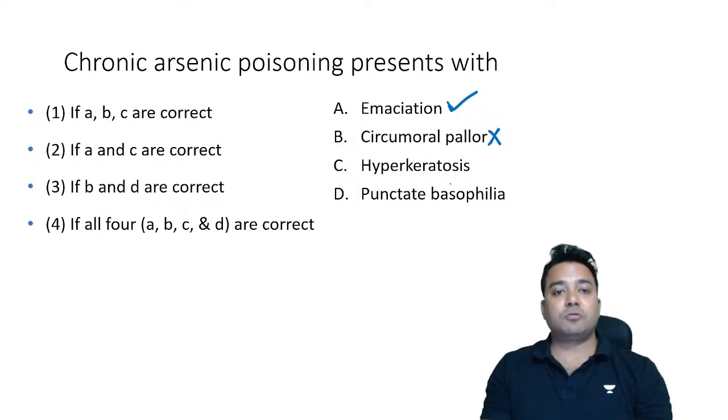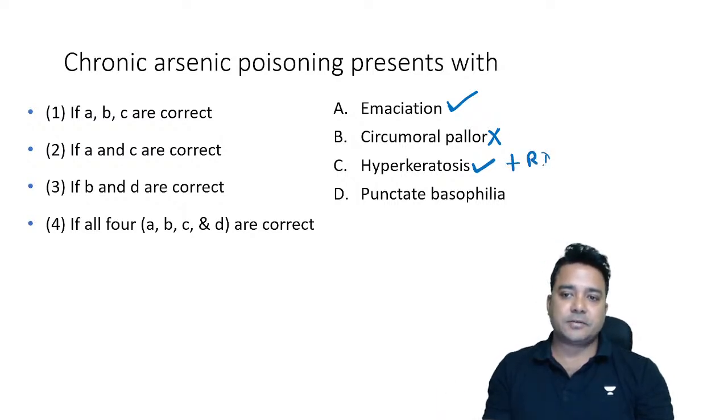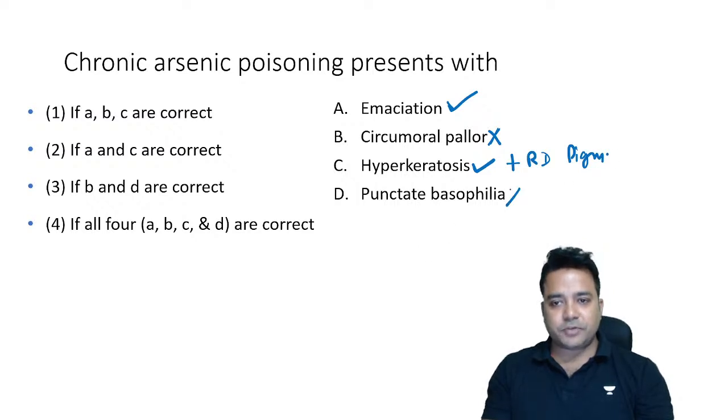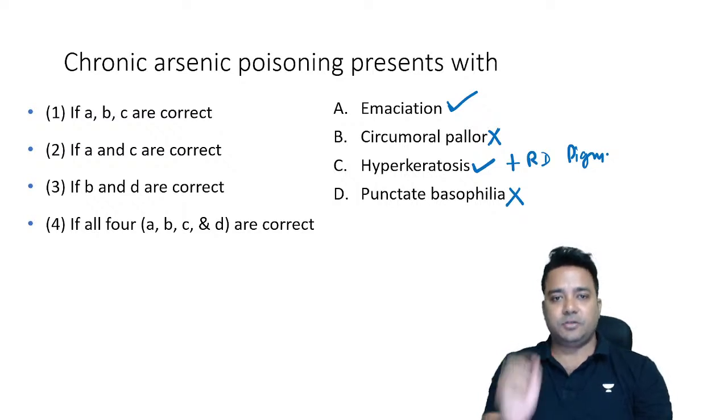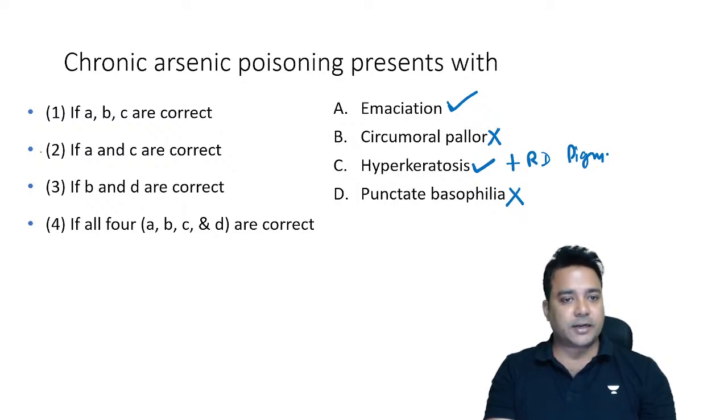Sideroblastic anemia can also occur in lead poisoning. Hyperkeratosis can be seen in arsenic poisoning when arsenic gets deposited in skin. And hyperkeratosis is defined as thickening of stratum corneum. Along with hyperkeratosis, yes, we can get raindrop pigmentation. But this last finding, punctate basophilia, is a feature of basophilic stippling, the same thing. You see stippled appearance in the RBC cytoplasm called punctate basophilia. So yes, again A and C is going to be correct. So option number 2 is going to be correct.